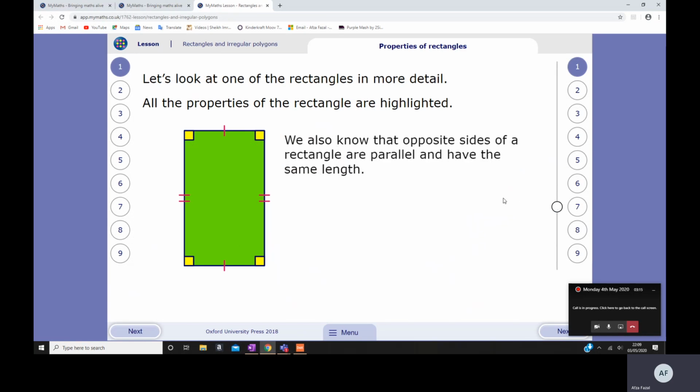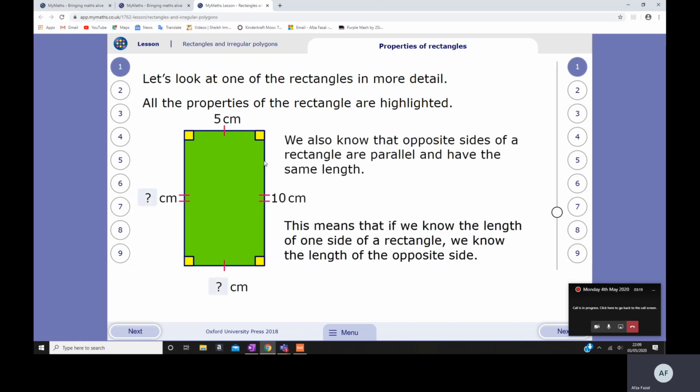We also know that opposite sides of a rectangle are parallel and have the same length. So if that side's 5, this side's going to be 5, exactly. This side's 10 means the opposite is going to be the same, which is going to be 10.